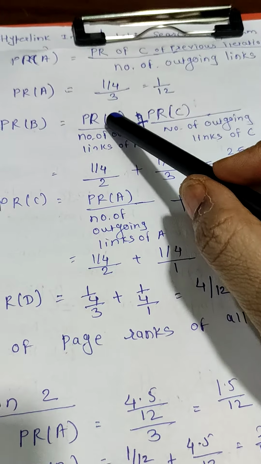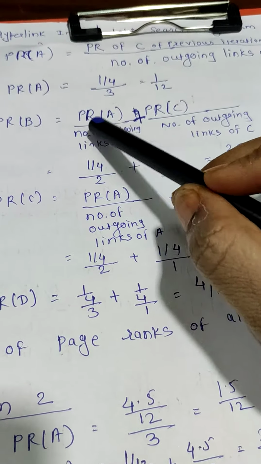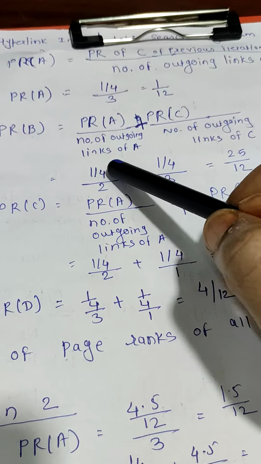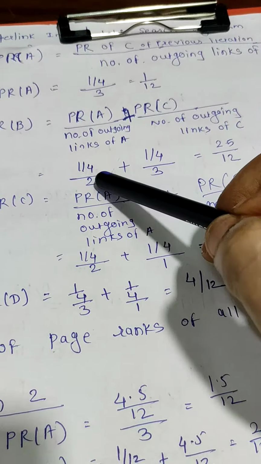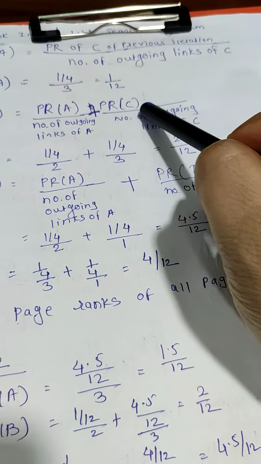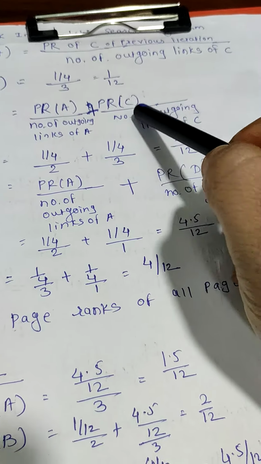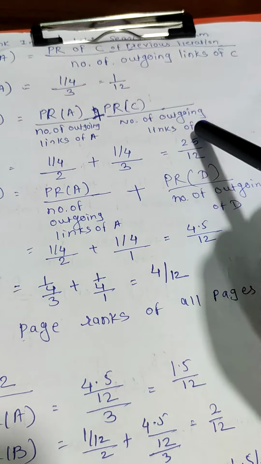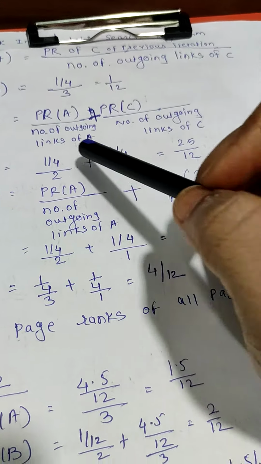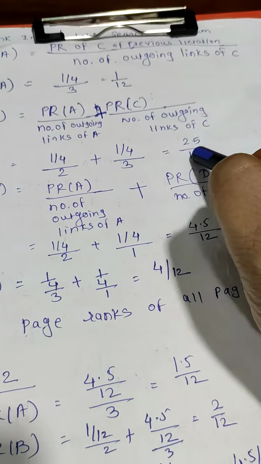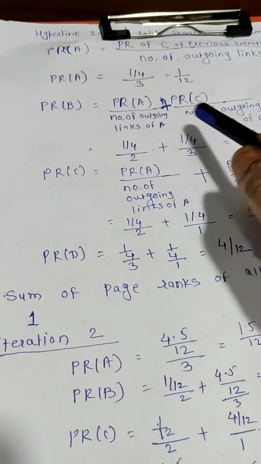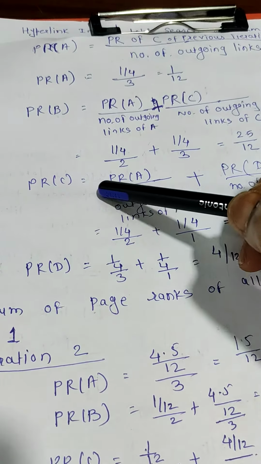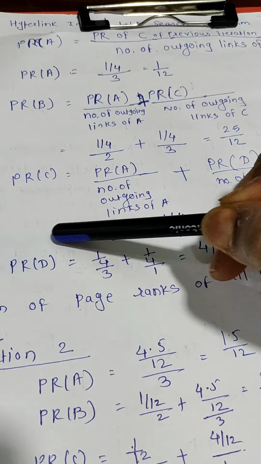Therefore, page rank of A in the previous iteration was 1/4, divided by number of outgoing links of A, which is 2. Same, page rank of C is 1/4 and number of outgoing links of C is 3. So we have added this and we have got this answer, 2.5 divided by 12. In this way we have calculated page rank of B, and page rank of C and page rank of D.